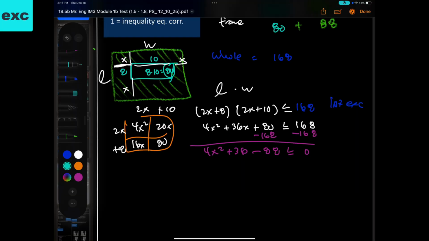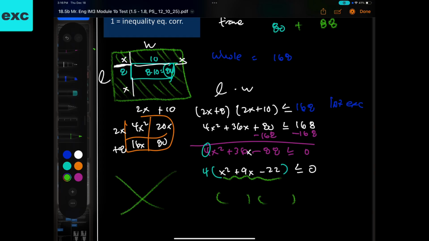Okay, from here, I recognize I have a 4, so I'm going to take out a GCF. So that'll be 4 times (x squared plus 9x minus 22). Okay, so if I factor this portion, negative 22 and positive 9. So 22, 1, 2, and 11. Looks like that's my answer. 2 and 11. So you want the sign in green. And so 11 and negative 2.